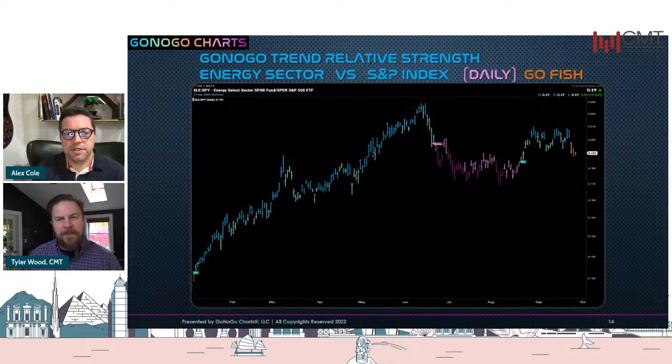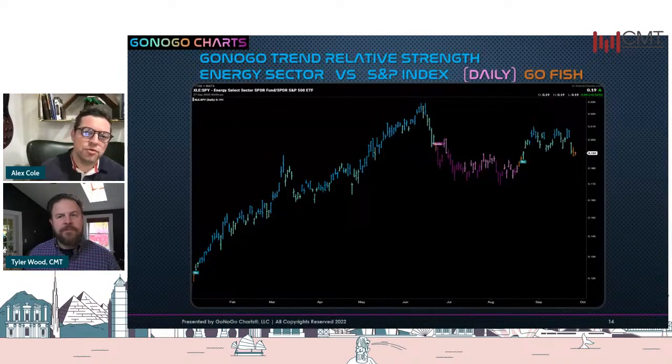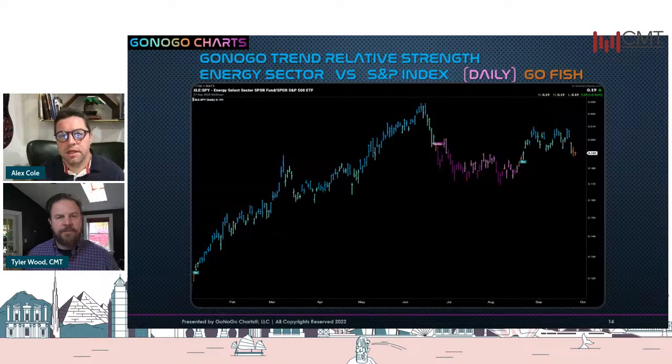Yeah, this is just another example of using go-no-go trend on a relative strength ratio, because we know how important that is, but you want to be able to get a sense of the changing trend on that relative strength line. And you can see here that for much of this year, the energy trade was the trade to be in. The outperformance was shocking almost, and that was where the trend was. We saw then over the summer a correction, a no-go correction, as that relative strength reversed for a little while and then came back into a go trend.